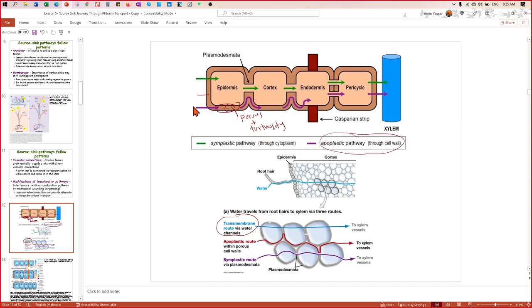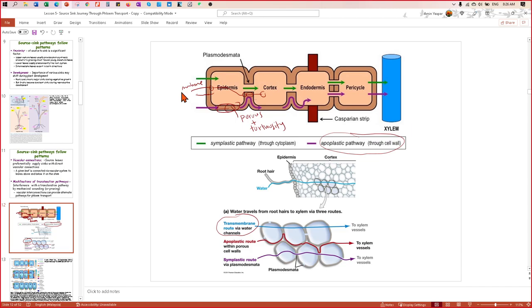So we come back to our current example here. If your water moves from the apoplast, the cell wall, and then it penetrates the plasma membrane, this is your plasma membrane, and then it goes straight. Then instead of going through the plasmodesmata, it penetrates again the plasma membrane here, and then it penetrates the cell wall here, apoplastic again, and then it comes here.